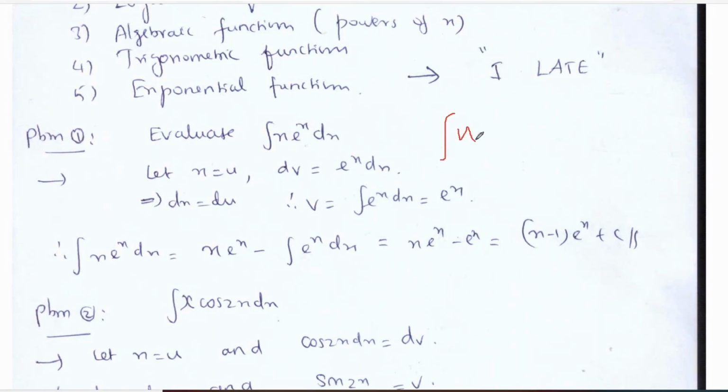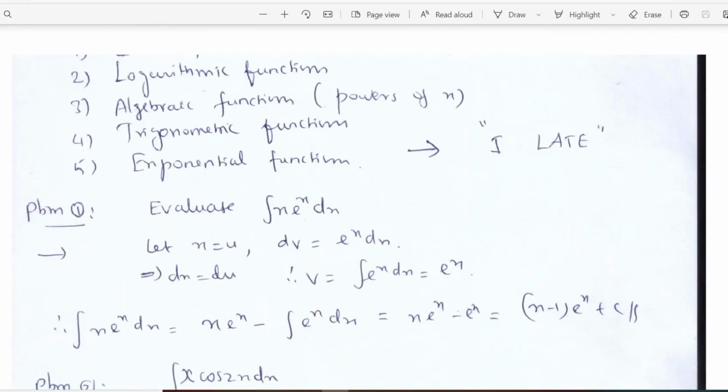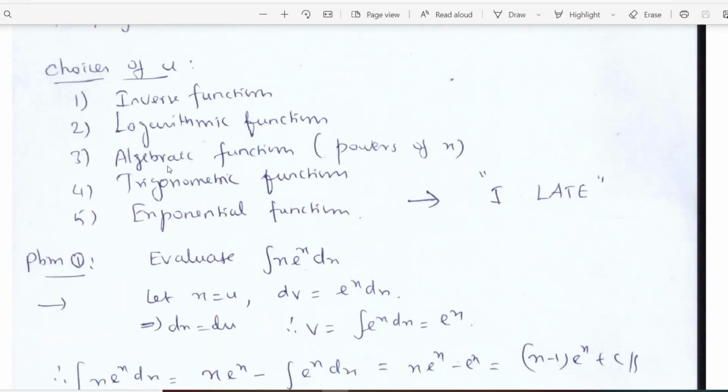See the first problem: evaluate integral x e power x dx. So the given integral is of the form integral u dv. Here we have an algebraic function and an exponential function. So what is your u? How will you select your u? The first priority is to be given to inverse functions. There are no inverse functions here.